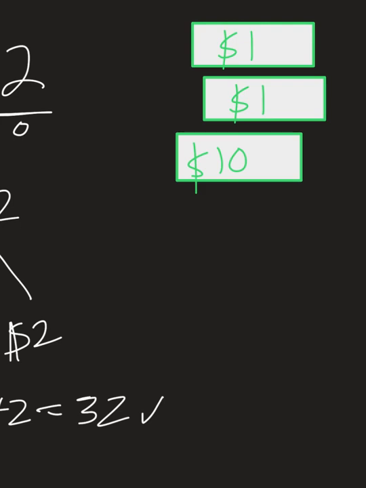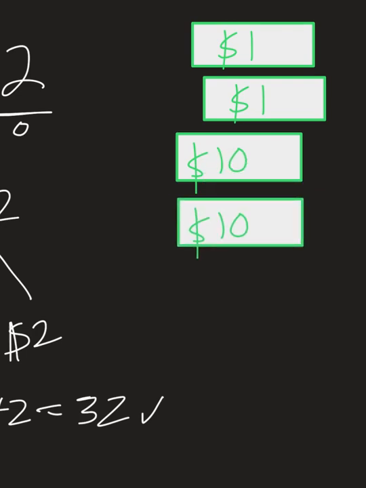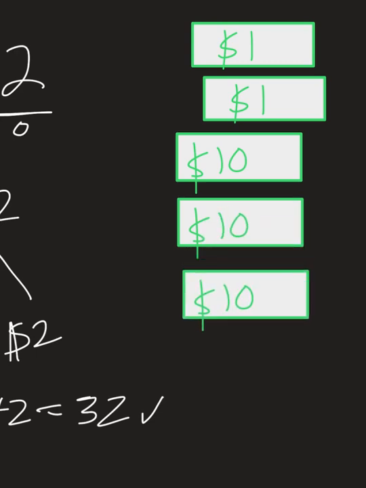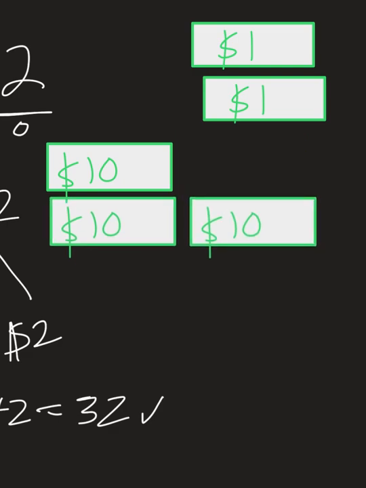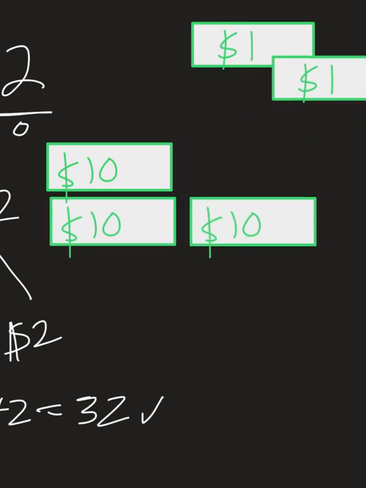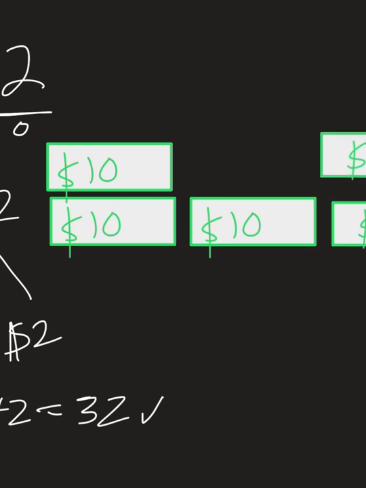So let me just quick copy 2 of those. And there we go. Here we have 3 tens and 2 ones, which in total gives us $32. Easy, right? Okay, let's go ahead and go back to that other one. Let's make a new page.